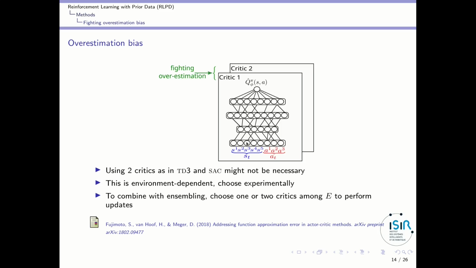But the authors of RLPD show that in some environments, using these 2 critics makes the process too pessimistic, and depending on your environment, you should use it or not. So this is what they do. They try with and without, and they pick the best depending on the environment. And to combine using these 2 critics, when they use 2 with ensembling that we have seen just before, what they do is that they choose 1 or 2 critics among the 10 critics to perform the updates and to measure the Q value of the action of the policy in the current state.